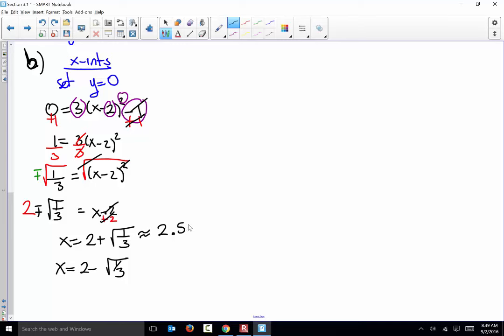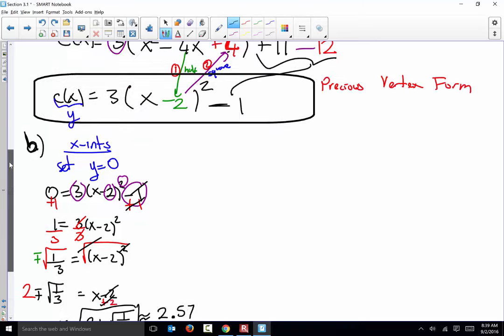2.57. Okay, this is 2.5. And this one is about 1.43 then? 1.42. 42 something? Okay. Alright, we know roughly where they are. But what is required is these two only, not this. I need these two so I can plot them. Alright. Okay, that was part B.